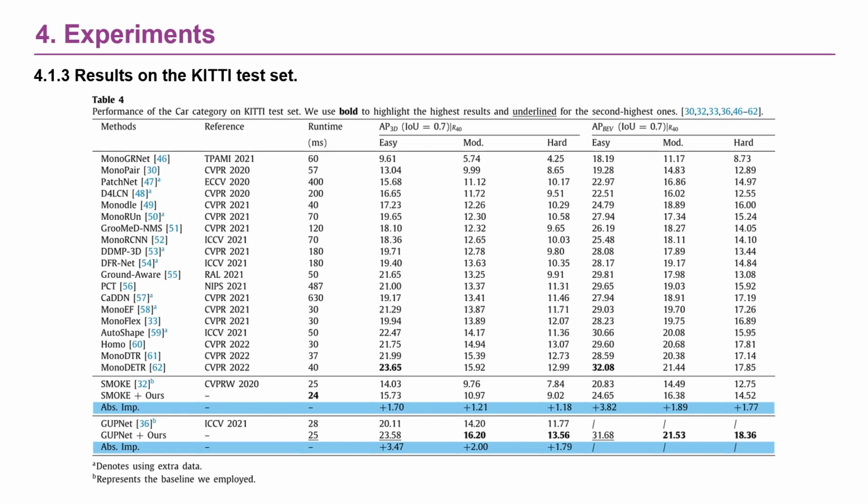In addition, the modified GUPNet achieves the second best mAP among all the competitors in the KITTI monocular 3D object detection, ranking the first place over the methods that do not rely on external data.